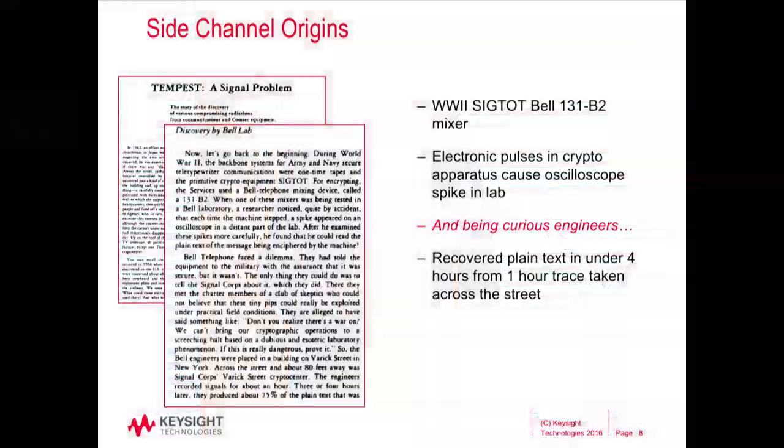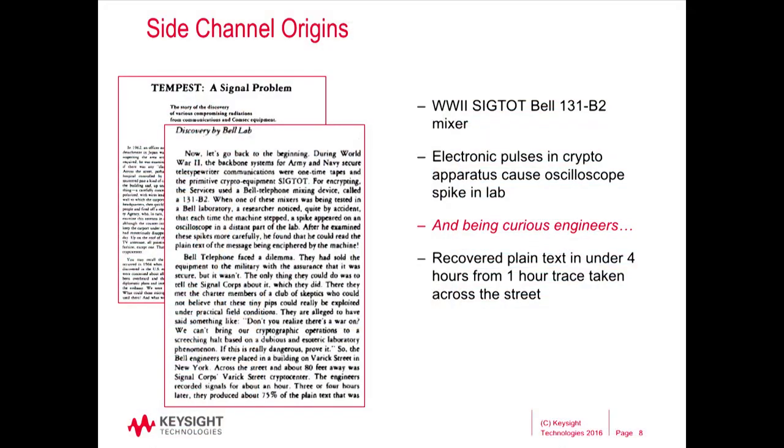So let's talk a bit more about side channel, and this goes back a very long way. It actually goes back to World War II. It was done in Bell Labs, and like all great discoveries, it was done accidentally. There was an encryption machine called SIGTOT that was used in World War II, and Bell Labs had the 131B2 mixer, snappily named, which was a piece of electronic equipment that actually put the encrypted data down the line.